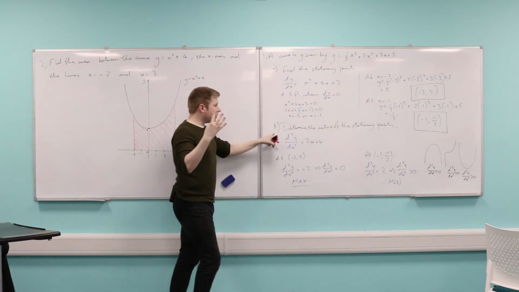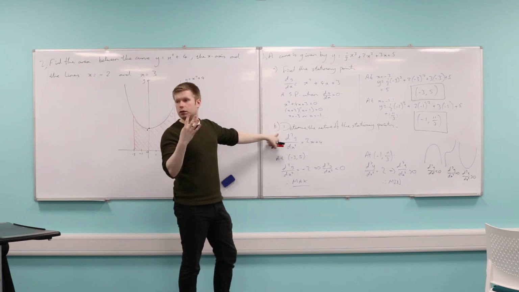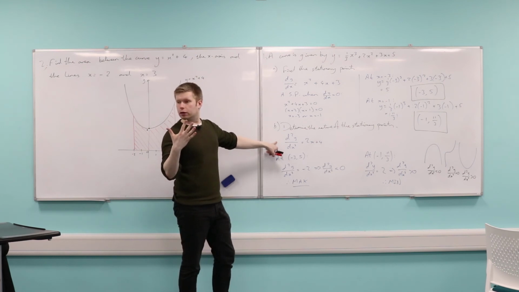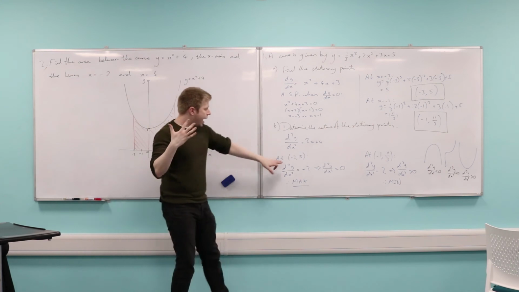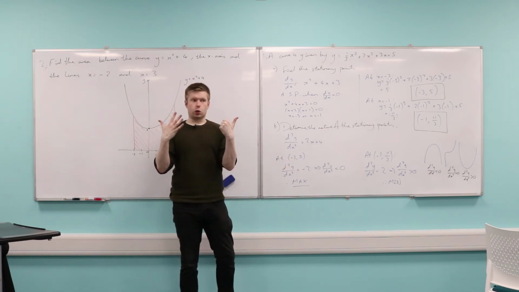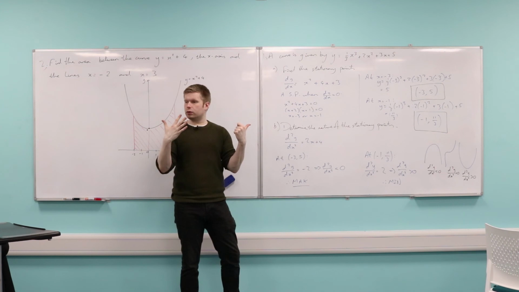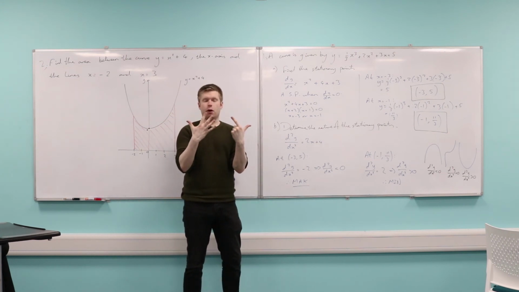And then if you want to find the nature, you can carry on going. What do you need to do if you need to find the nature? Differentiate again. Then what do you need to do? You put the x value of your stationary point in there. That's the 6th thing. Then what do you need to do? Is that less than 0, greater than 0, or equal to 0? Then you can make your deduction. So basically it's a 7-step process.